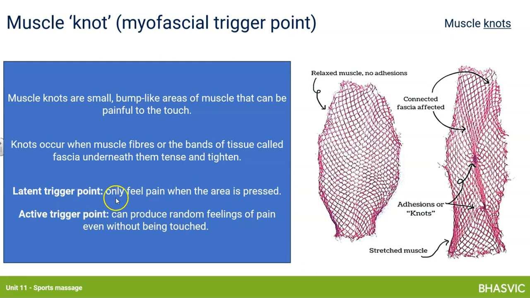So latent trigger points are knots that don't hurt unless you press them. Active trigger points are knots that can often feel pain even when not touched. And your client may report those, may say it hurts there, or when you're palpating, or when you're even treating in your actual session, you might find a latent trigger point.